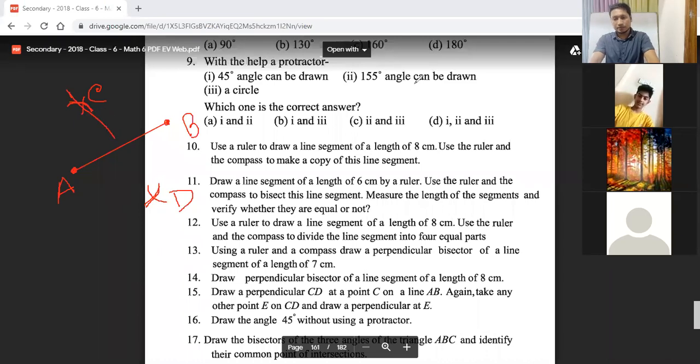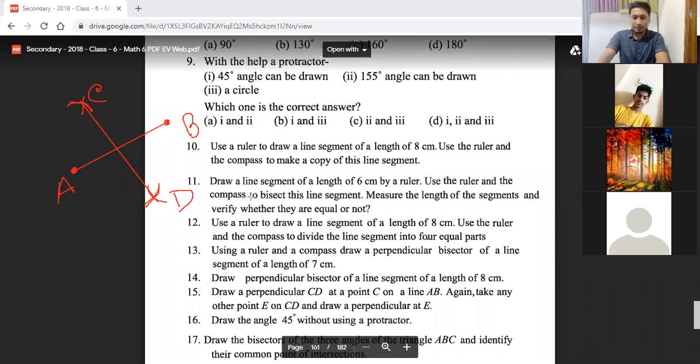Sorry, we are using an eraser. Since we have to draw a straight line, we will take a line here. Okay, so we will join CD. So the line AB has been bisected by the line CD, or CD is the bisector of AB.